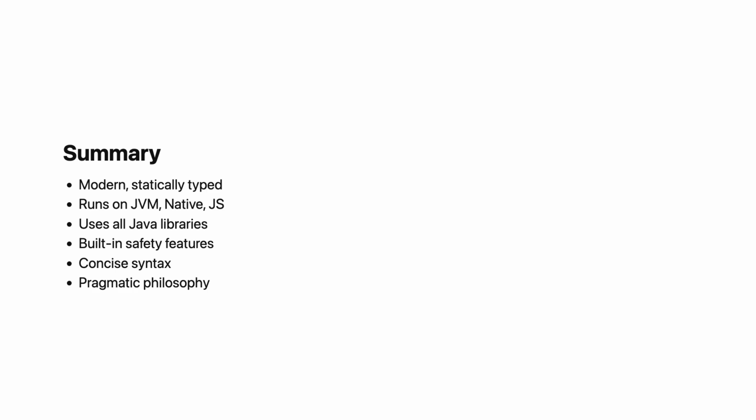Let us summarize. Kotlin is a modern, statically typed language. It runs on the JVM and can use all Java libraries. It also compiles to native code and JavaScript. Safety is built in: null safety, immutability by default. Syntax is concise: type inference, data classes, smart casts. The philosophy is pragmatic, safe, and interoperable. Kotlin is an excellent choice for learning and for building real applications.